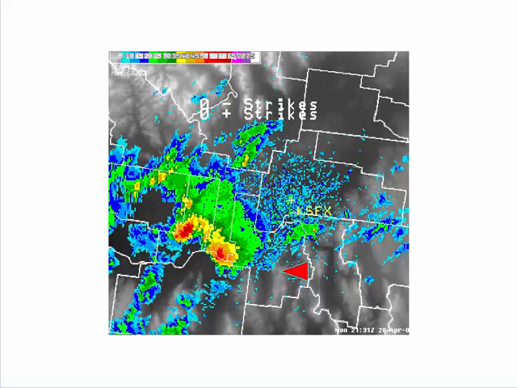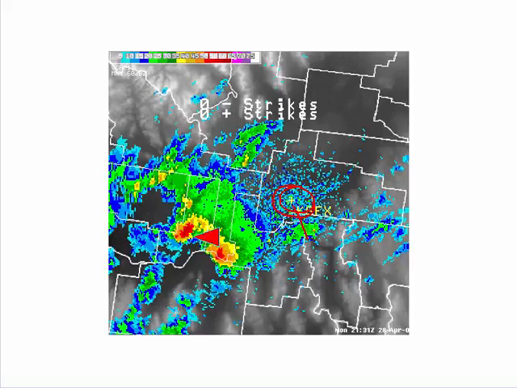We can also see that there's just so much convergence in this area that we've actually set up a very clear boundary on the radar. The radar's fairly close here, so we can see it. There's the radar right here, and we can see that low-level convergence boundary is set up.